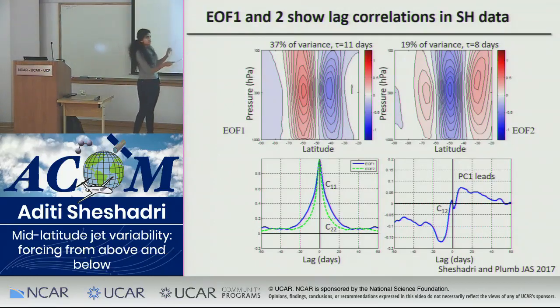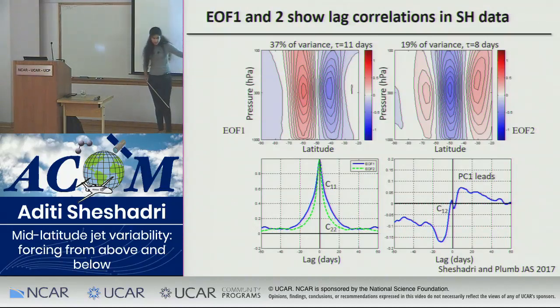So if you think of these as independent modes of variability, the first is describing small fluctuations of the jet about its mean position. The second is describing the so-called pulsing mode of variability, changes in the strength and the width of the jet. They have different decorrelation timescales. So in ERA-Interim, it's about 11 and 8 days.